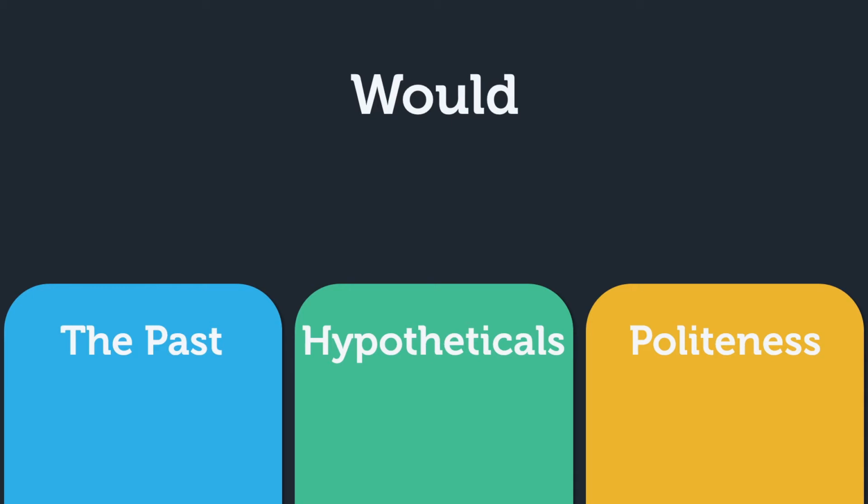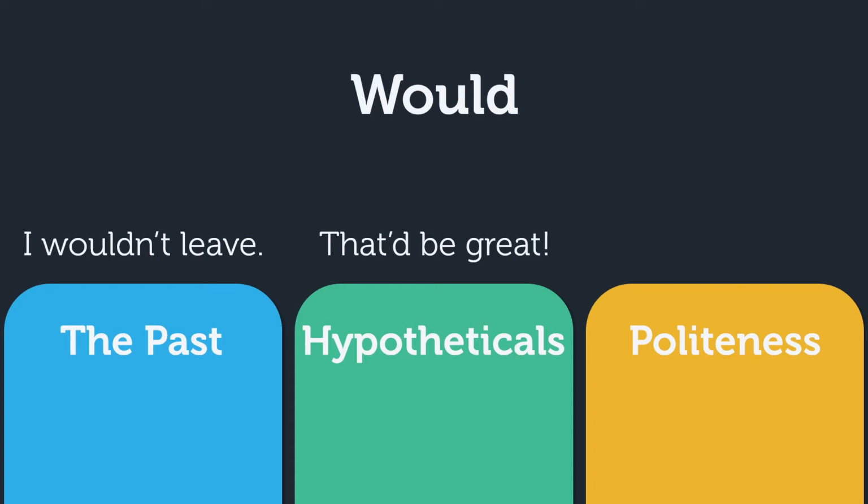Would in the past can be found in sentences like, I wouldn't leave, where we're expressing someone's refusal to do something in the past. A hypothetical situation might be one like, that'd be great, where we're using would as a contraction to say how this possible thing might be. And of course, a more polite way to give someone advice could be, I would say hi, instead of telling someone, say hi, as a command. Let's explore these uses in more detail.